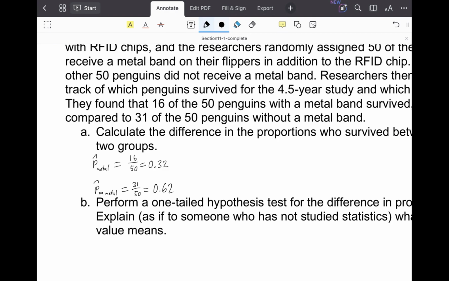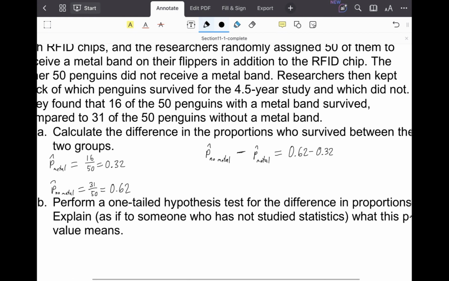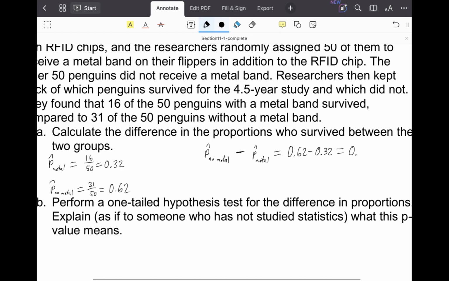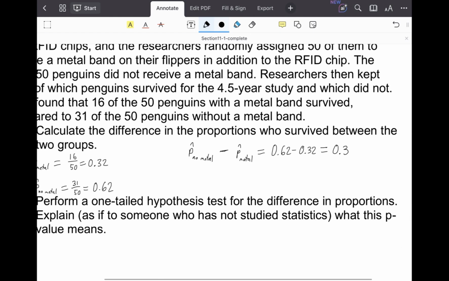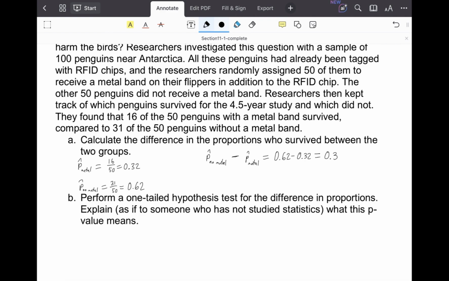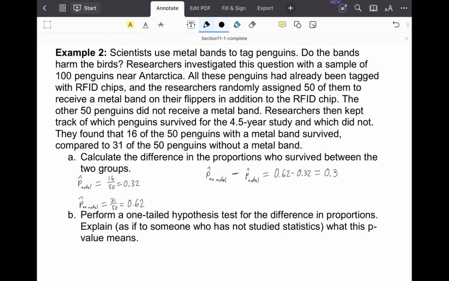And if you subtract those two, I'm just going to make it positive, so I'll put no metal minus p hat metal. We subtract those two values, 0.62 minus 0.32. And that gives us 0.3. So the difference of proportions is 30%, which seems pretty significant to me.